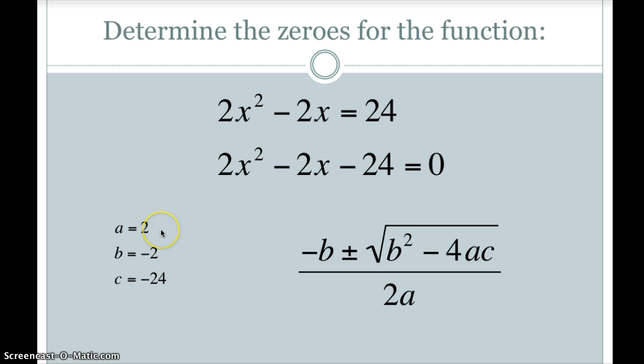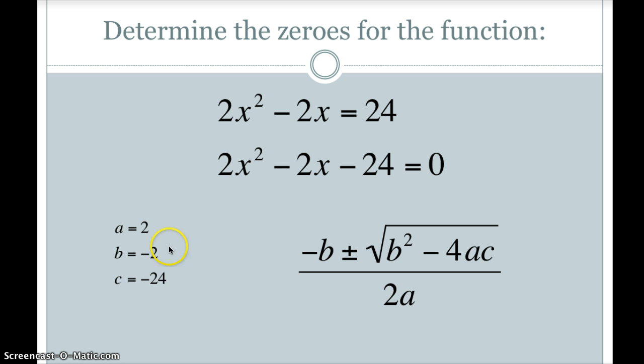Our next step is to identify our a, b, and c values to plug into the quadratic formula, which I've written down here. A is always the number in front of x squared, which in this case is 2. B is always the number in front of x, which in this case is negative 2. And c is the number that stands by itself, which in this case is negative 24. I have written these on the left-hand side. So a is 2, b is negative 2, c is negative 24.